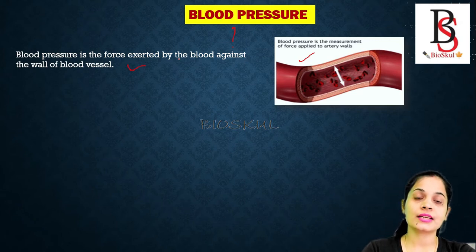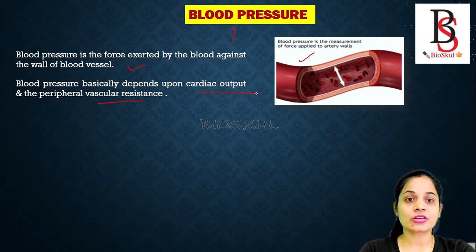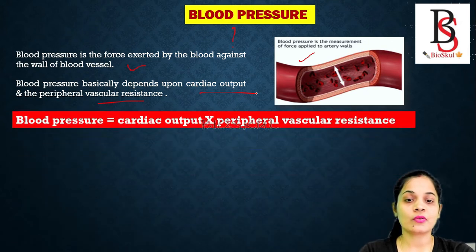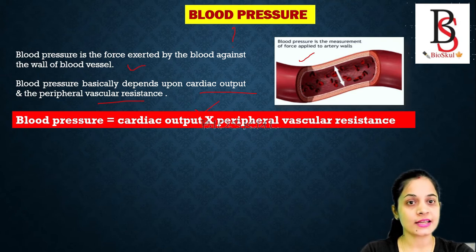Blood pressure depends on two factors. What are those? That are cardiac output and peripheral vascular resistance. So we can write it as blood pressure equals cardiac output multiplied by peripheral vascular resistance. So first we will see what is cardiac output.